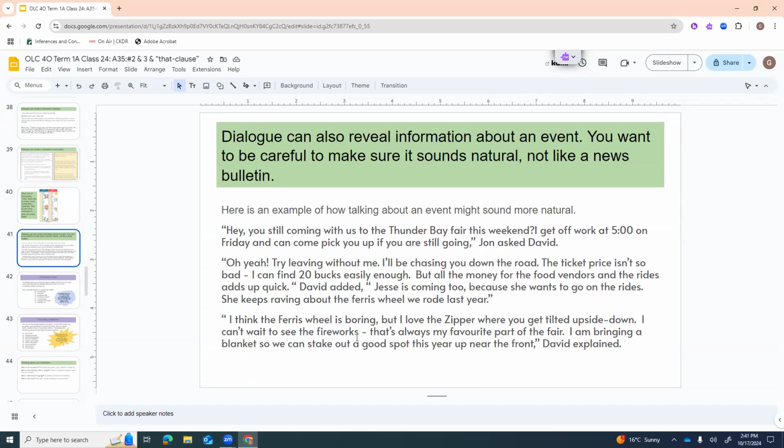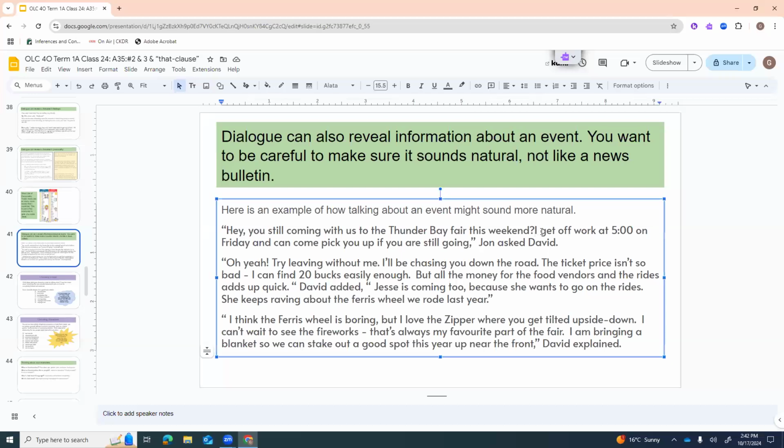Dialogue can also reveal information about an event. You've got to be careful about doing this. You want to make sure it sounds natural and not like a news bulletin. This can be hard to do, and I'm not convinced I did it well here. I'm giving you an example. It still sounds a little bit stiff, I think, but it was kind of the best I could do. So see what you think.